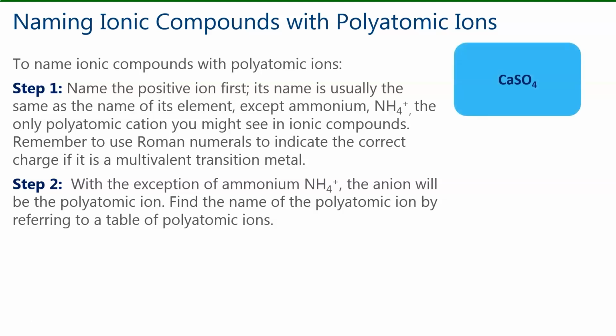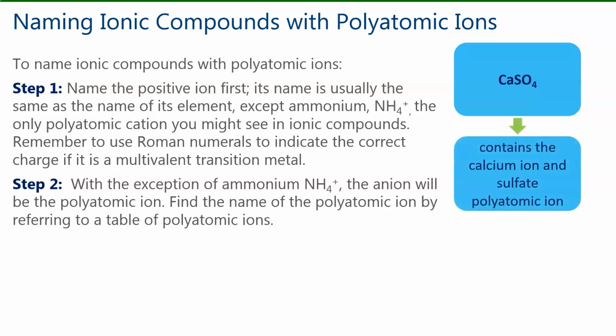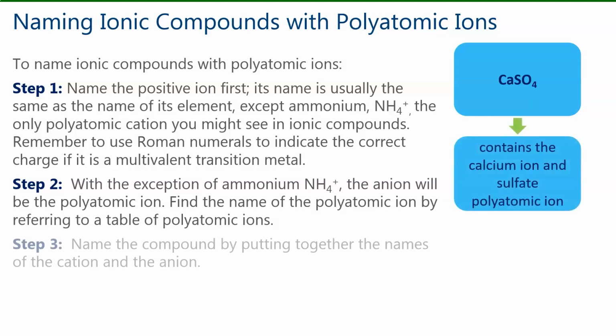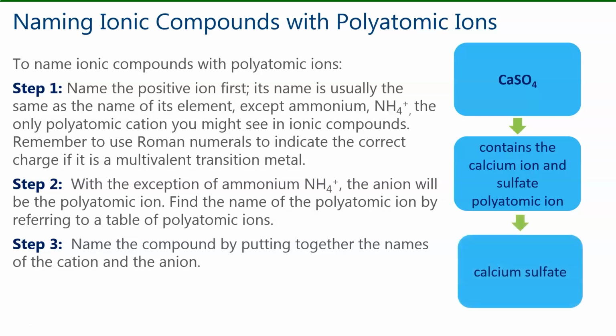To name this ion, we're going to name the positive ion first. So the positive ion, we look up in the periodic table if we don't remember, and it's calcium. And then we're going to name the polyatomic ion by referring to the table of common polyatomic ions. The polyatomic ion there is sulfate. Our third step is to name the compound by putting together the names of the cation and the anion. So the name of this compound is calcium sulfate.